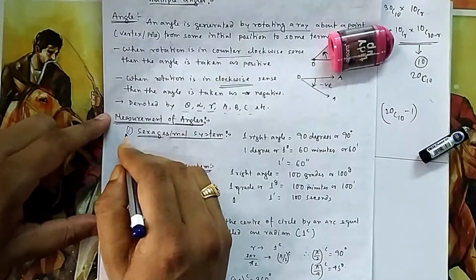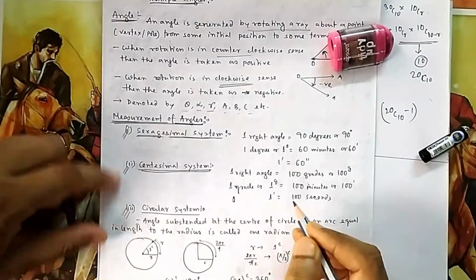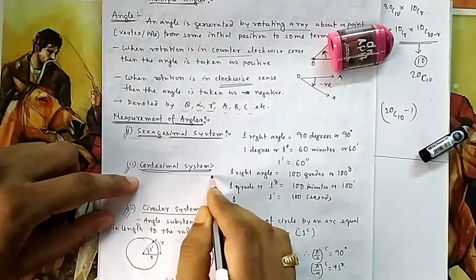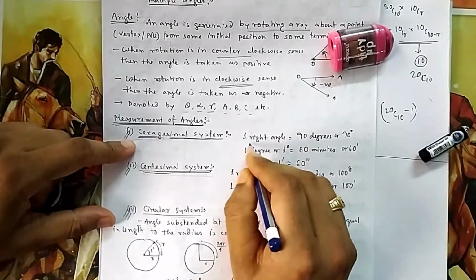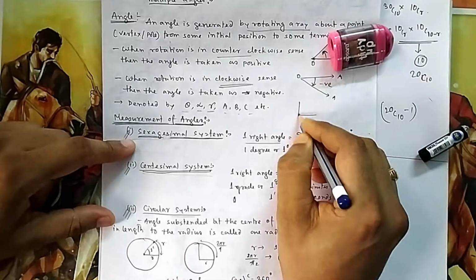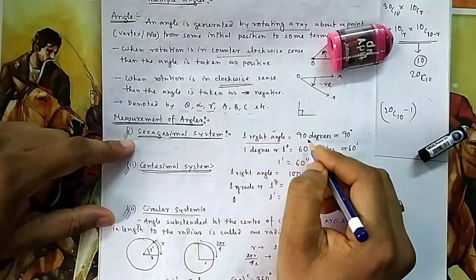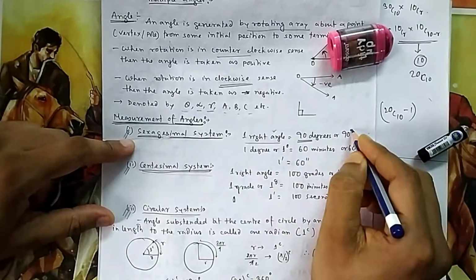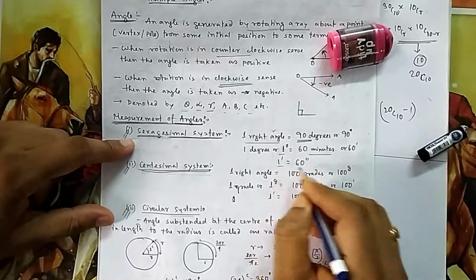So what are the different methods of measuring an angle? There are 3 different methods: the sexagesimal system, the centesimal system, and the circular system. In the sexagesimal system you have one right angle. A right angle means the two arms are perpendicular to each other. In the sexagesimal system, one right angle is equal to 90 degrees, the symbol of degree being this one. 1 degree equals 60 minutes, and 1 minute equals 60 seconds.